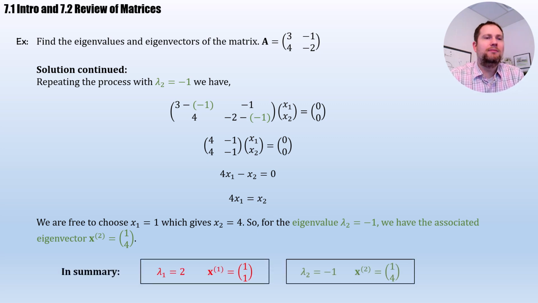To summarize, here are the two sets of eigenvalues and eigenvectors in red and in green that we got for this matrix A.